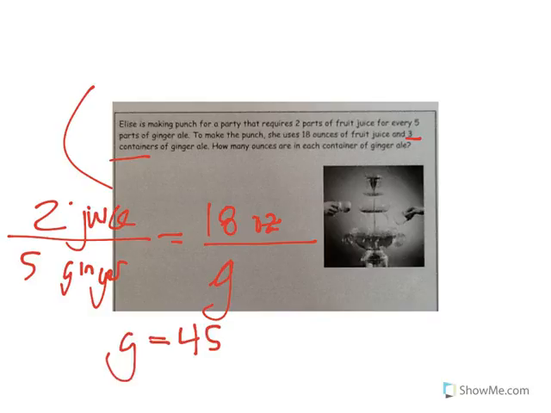Okay, now if that's the case, we need 45 ounces of ginger ale in order for it to be the right proportion. But if we have 3 containers, how many are in each container is what's being asked. And so that's going to be 45 divided by 3, which is going to be equal to 15 ounces. And we're done.